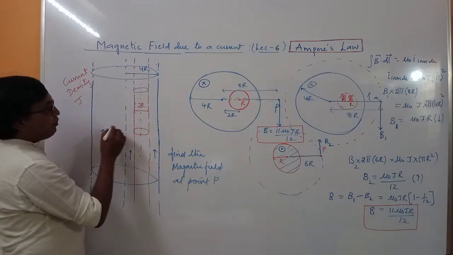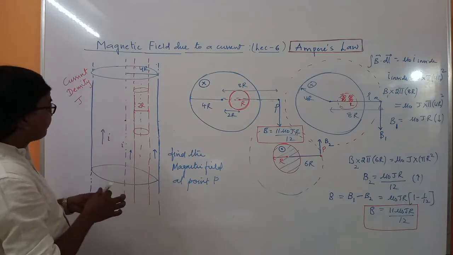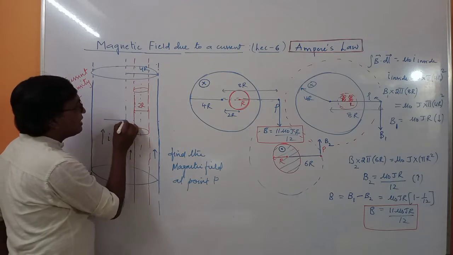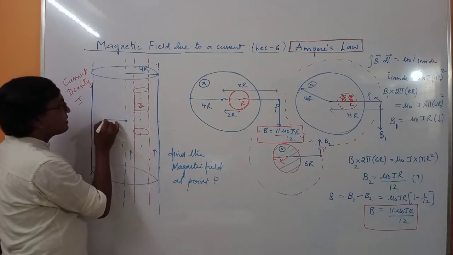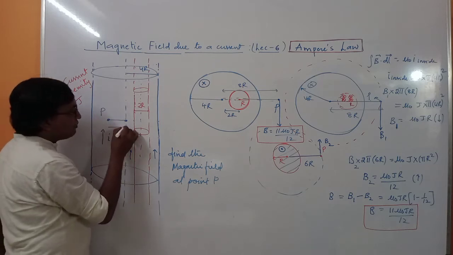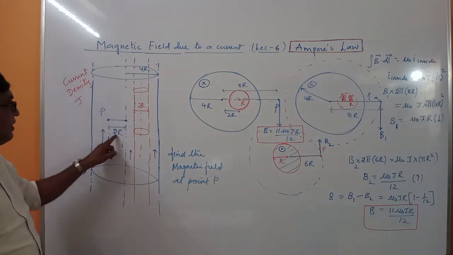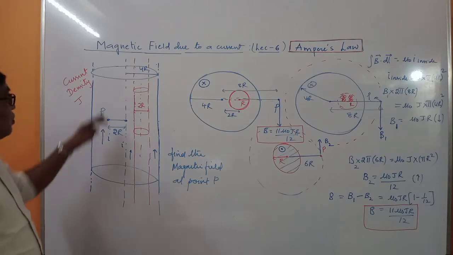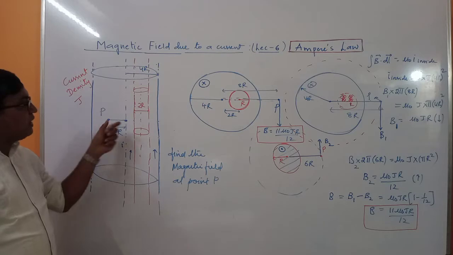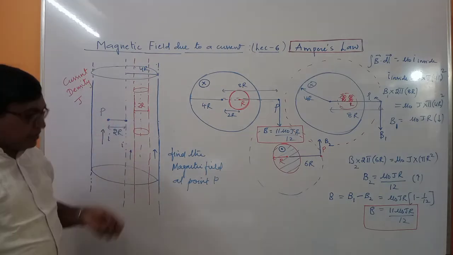For this wire also, if we have considered superposition, this point is outside. Now let us take a point at a distance of 2r from the axis. So let us find out the magnetic field here. From the axis, this point P is at a distance of 2r. Now we will find out the magnetic field here. For this bigger cylindrical wire, this point will be an inside point, and for this cavity, this point will be an outside point.